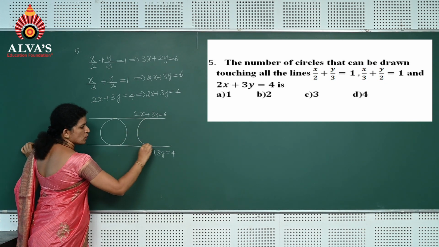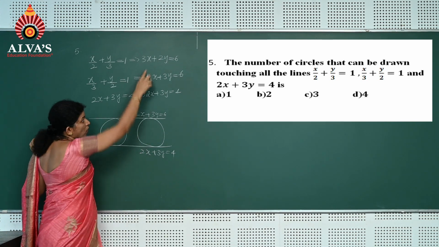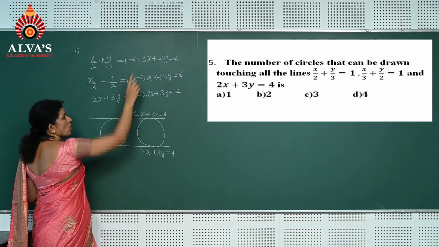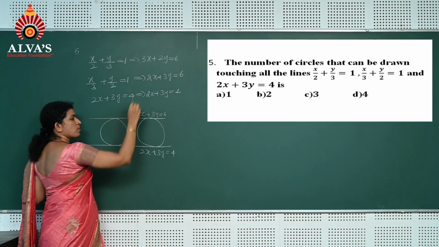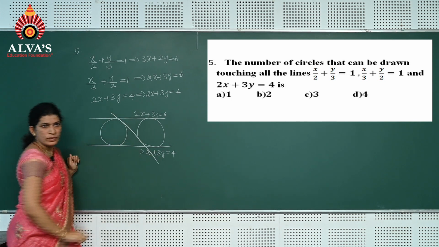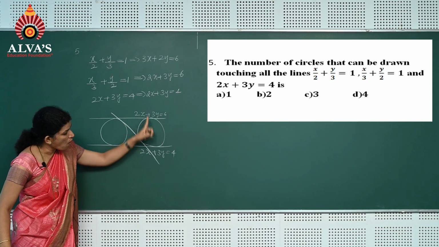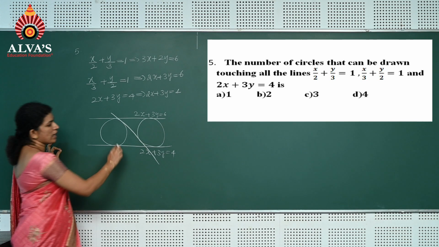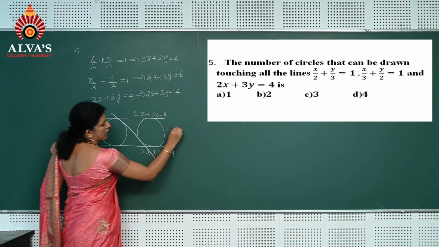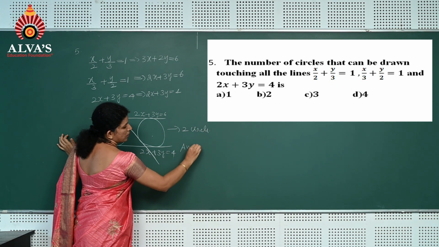So first of all, two circles come like this. Another condition is that it should touch all the three lines. Already it touches both the parallel lines. Now the other line is 3x + 2y = 6, I am drawing the line like this. So you can see that two circles touch all the three lines. So the number of circles we can draw is 2. So there are 2 such circles. So the answer is B.